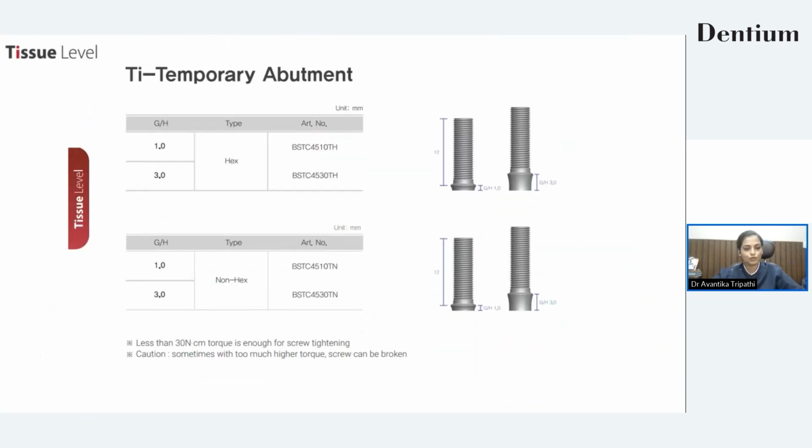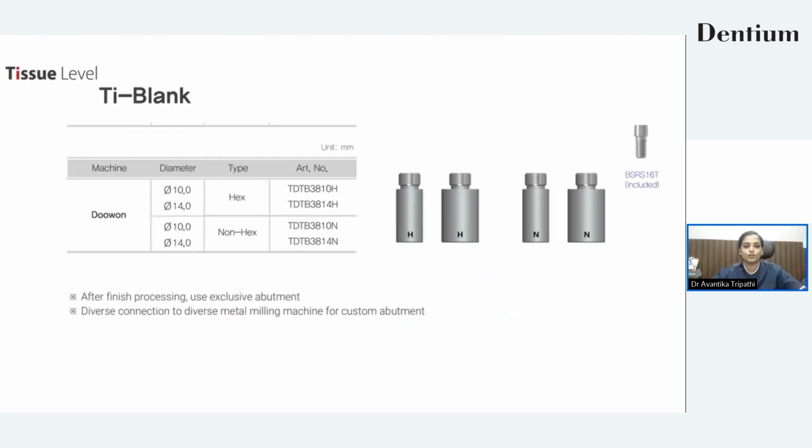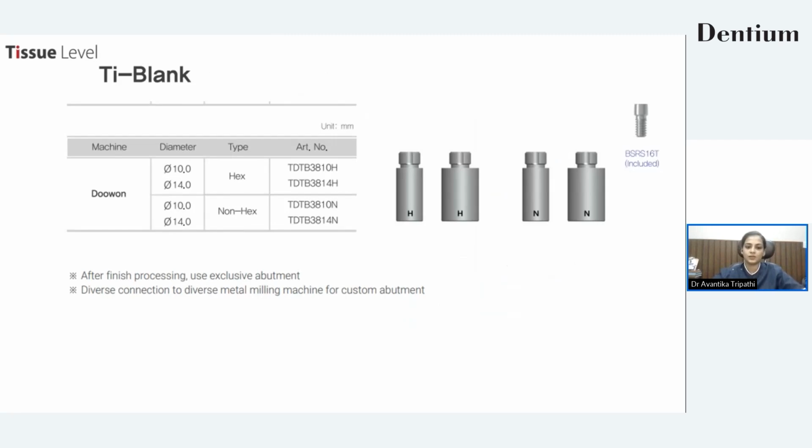If we wish to give a temporary prosthesis on the tissue level implants, we can use these temporary cylinders. This is the TI blank of tissue level implants. We can customize the angle, the diameter, and the shape of the case with the help of these TI blanks.